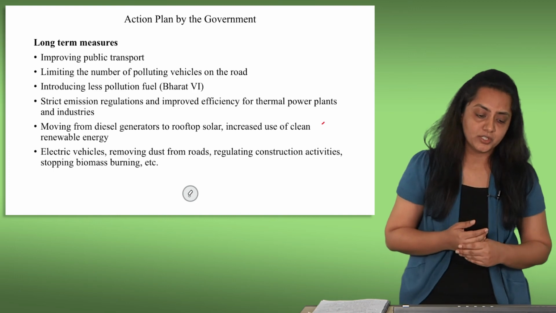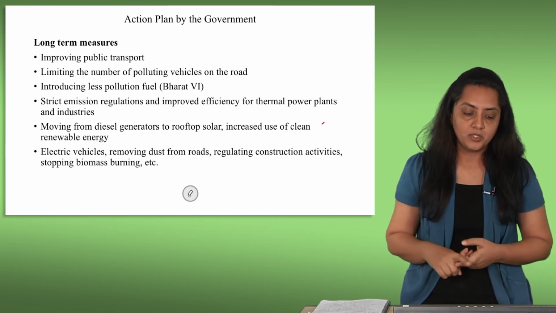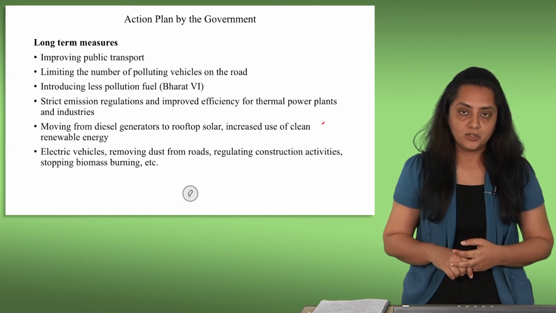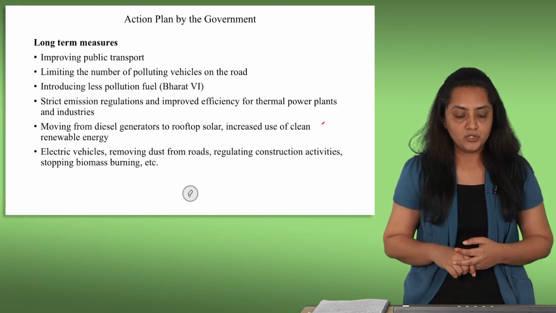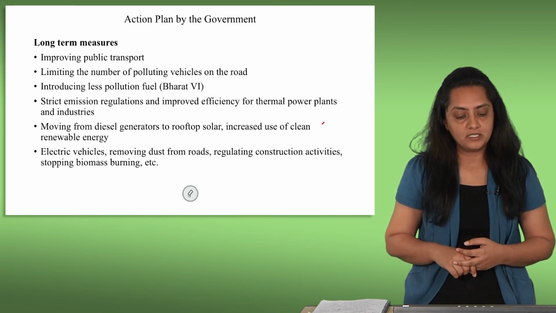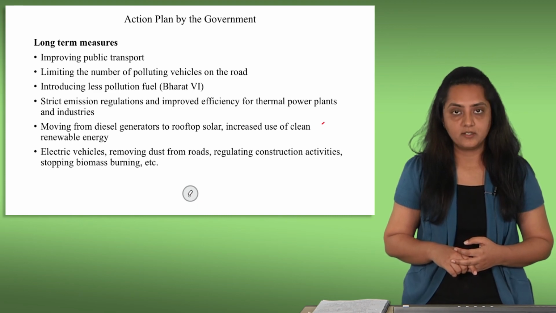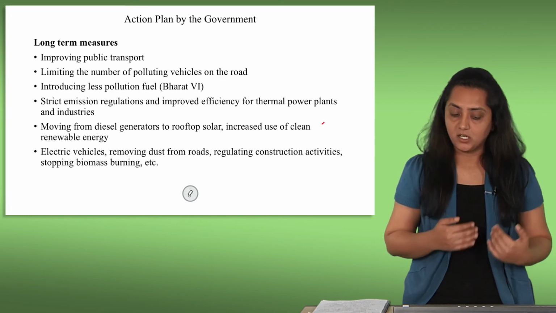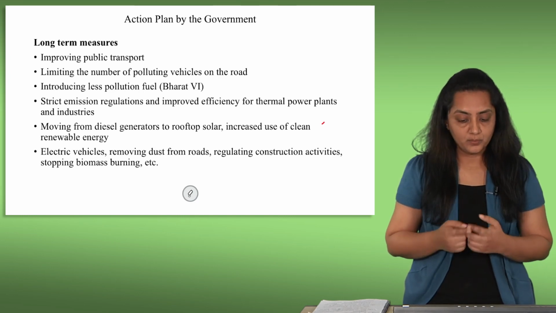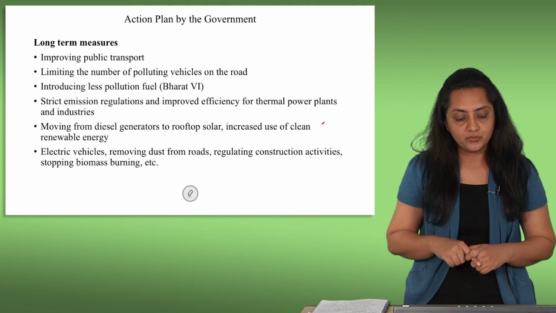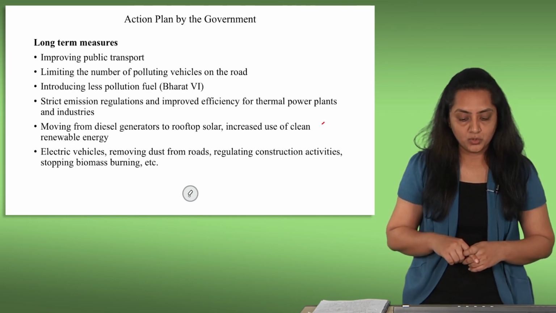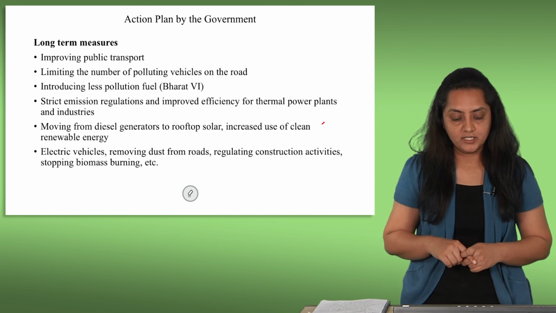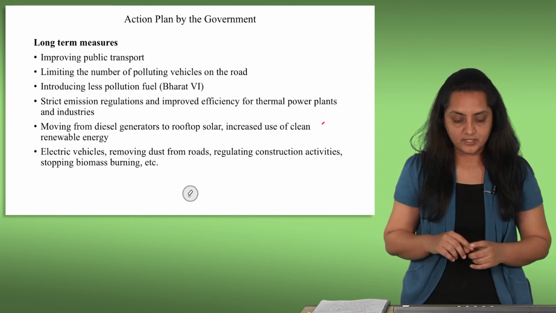The long-term measures include improving public transport, limiting the number of polluting vehicles on the road, introducing less polluting fuel, which was called Bharat 6, strict emission regulations and improved efficiency for thermal power plants and industries, moving from diesel generators to rooftop solar, increased use of clean renewable energy, electric vehicles, removing dust from roads, regulating construction activities, stopping biomass burning, etc.